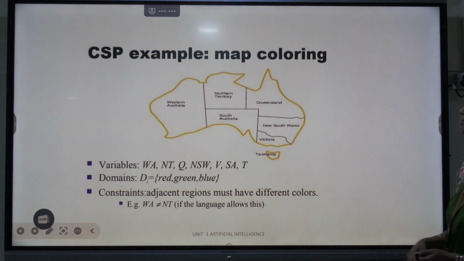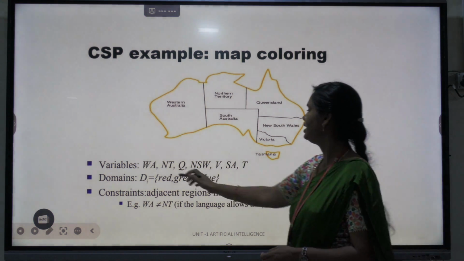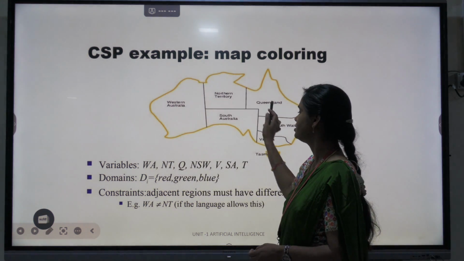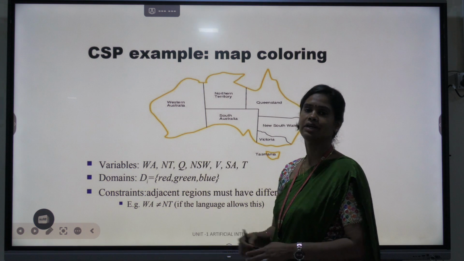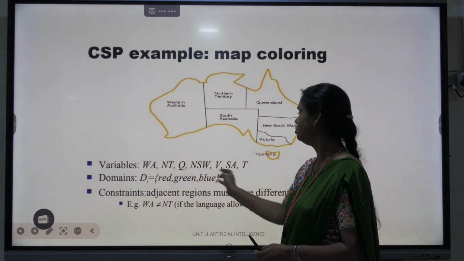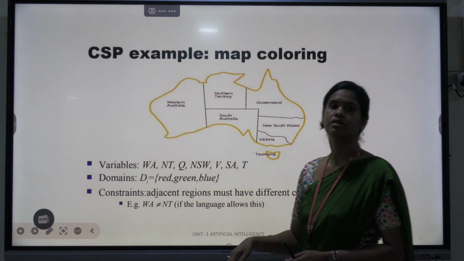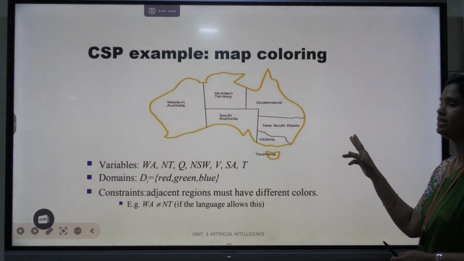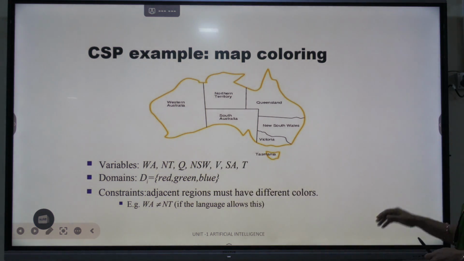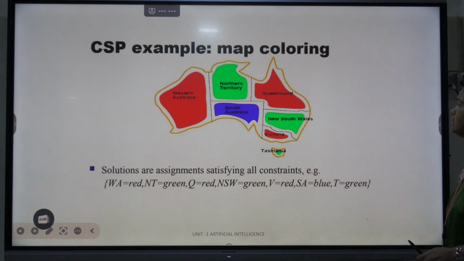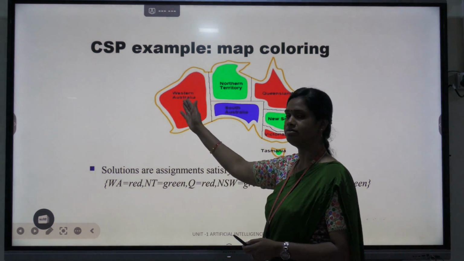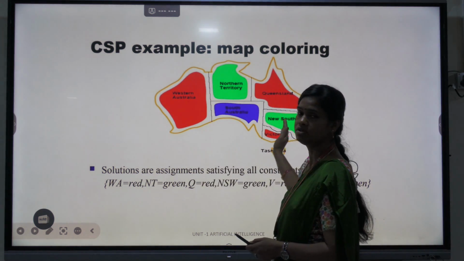So if you observe, the variables are defined here, the domain values are the three colors red, green, blue, and the constraint, as I said, is that no adjacent regions should have the same color, which means they should have different colors. So this is where we are done. This is one solution, which doesn't mean it is the only solution for the map coloring problem. As I started with Western Australia as red, we got the solution in this way.